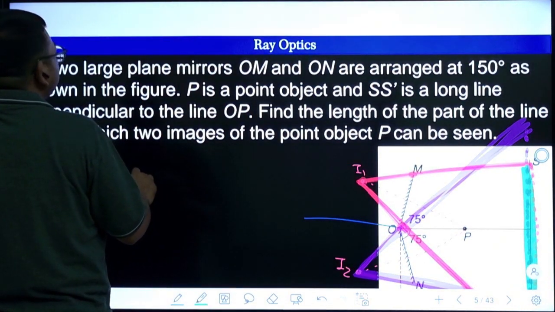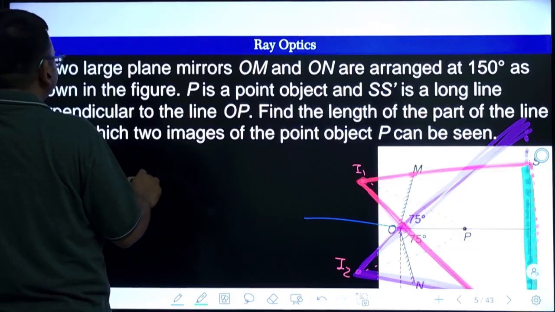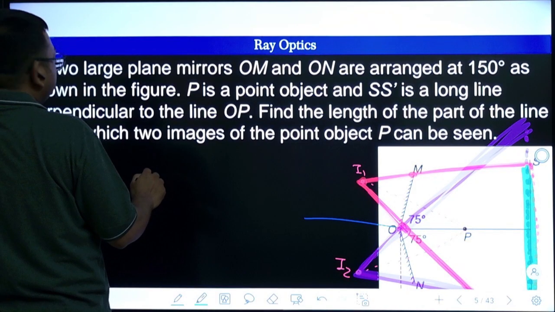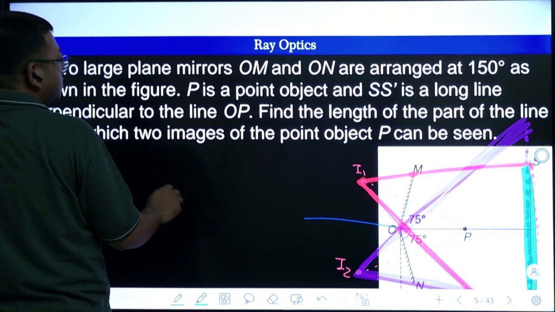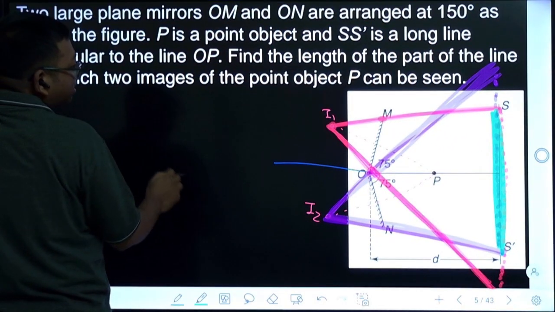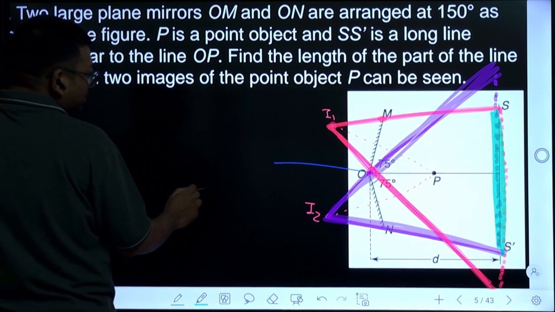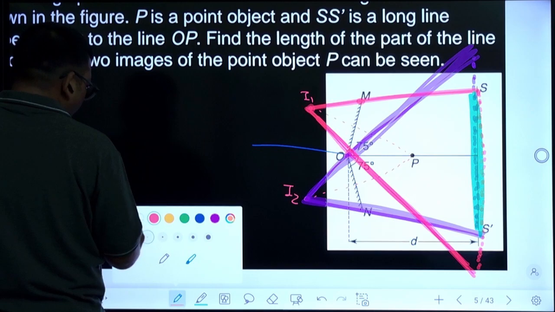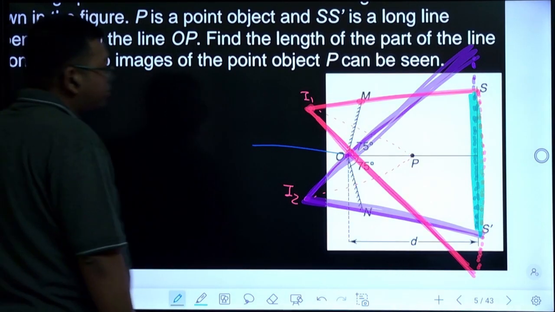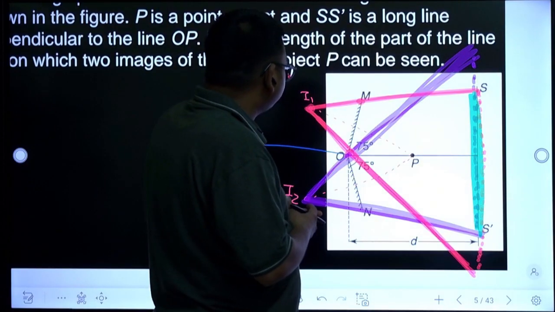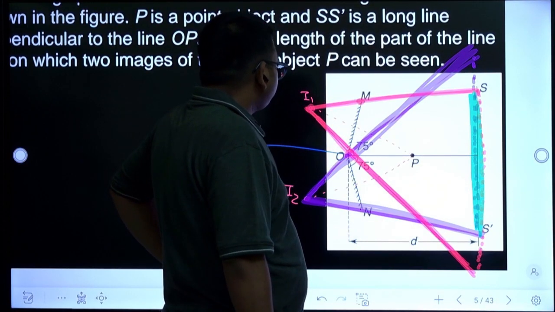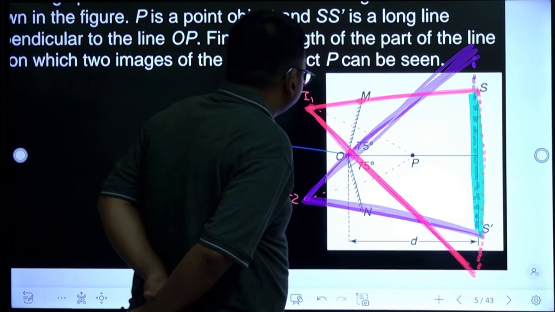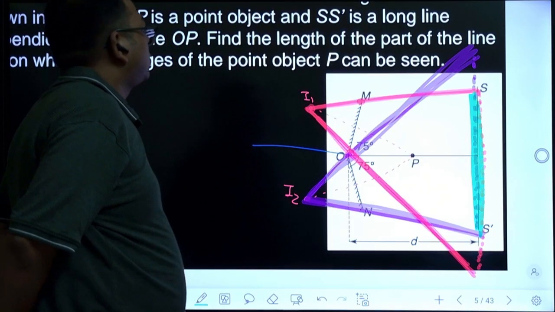What are the things given? Large plane mirrors arranged at 150 degrees. A point object, SS dash is a long line perpendicular to OP, the length they have not given. Two images on this. How to calculate the length? Nothing is given. Only the angle. Oh, D is given. Only D is given. You have to get the answer in terms of D. So think about it. How do we get it? Think about it.